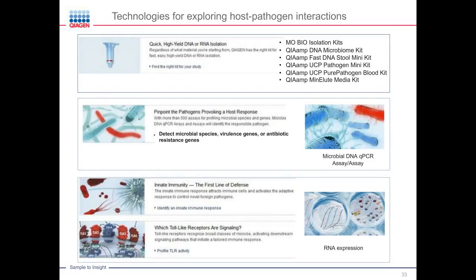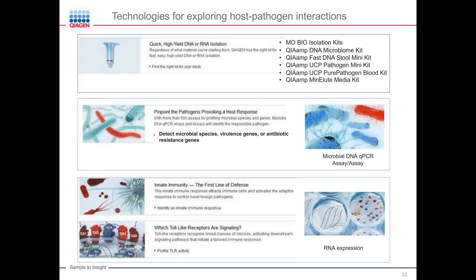In addition to detection of microbes by qPCR, there are other technologies for exploring host pathogens. And as I mentioned here, you can detect all the RNAs. There are different kits available to isolate the RNA, for example the RNA DNA microbiome kit, or the fast DNA tool kit, pathogen kit. Now, one question that often comes: we have so many different kits. Why do you have that?